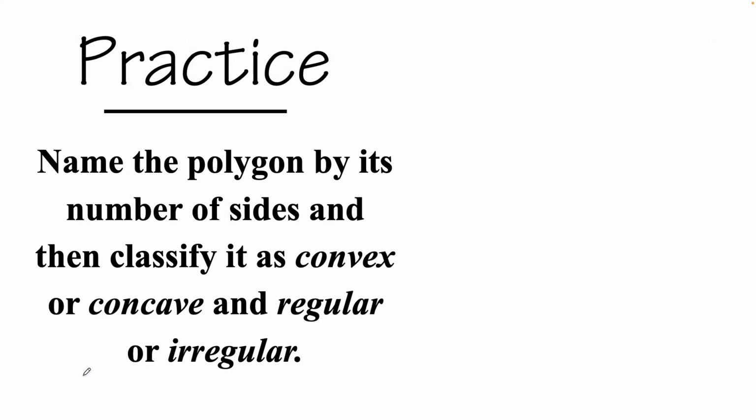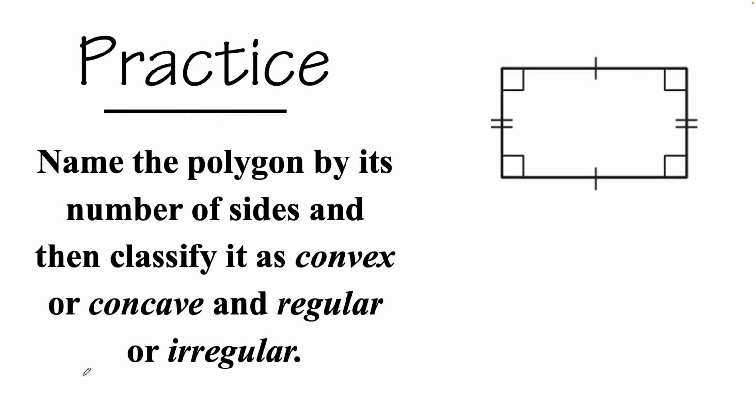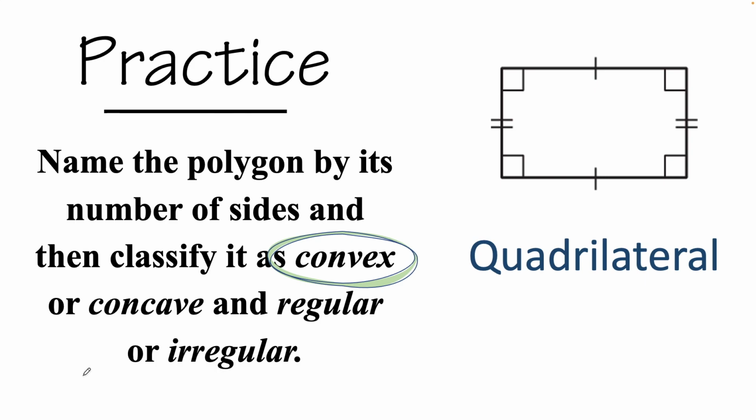So we're going to do some practice. Name the polygon by its number of sides and then classify it as convex or concave and regular or irregular. First one, this guy. Okay, number of sides is 4, so that's a quadrilateral. Convex or concave, it's not caved in, it doesn't have a dent anywhere, so that's convex. Regular or irregular. This one's irregular because, see, this side and this side are not the same. All of the sides have to be exactly the same for it to be a regular polygon.